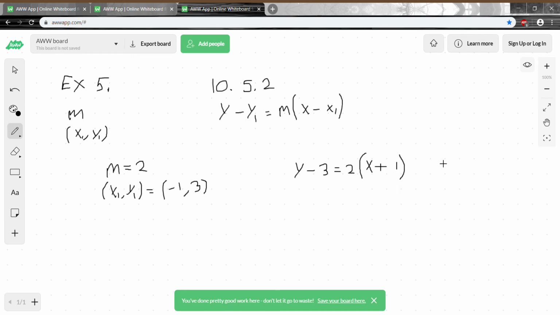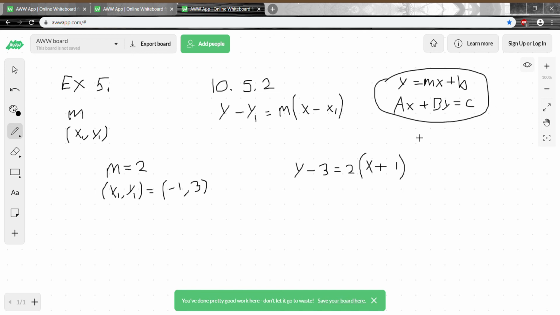Now, this isn't the official point slope format, right? What we want is y is equal to mx plus b, and we also want to find the general form of ax plus by equals c. We want both of these. So we're pretty close to this form already. All we need to do is multiply this 2 through this quantity right here. That's going to give us that y minus 3 is equal to 2x plus 2.